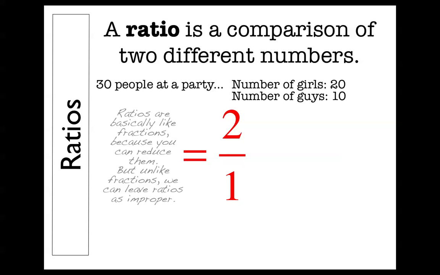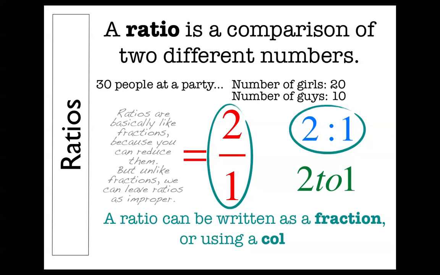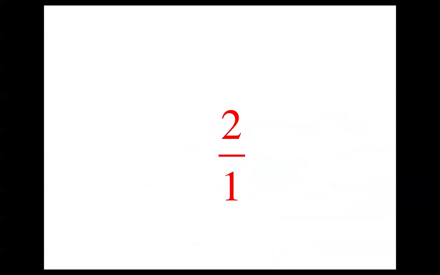You can reduce them, but unlike a fraction, we wouldn't simplify this and just put the number 2, right? Because 2 over 1 is 2. A ratio you would leave as a numerator and a denominator. You wouldn't get rid of the denominator because in a ratio, the whole point is to compare the two numbers together. So it's a 2 to 1 ratio, which you can also write this way or this way. You can write ratios with a fraction or using a colon, or you can just write the words, a 2 to 1 ratio. Okay, that should be review because I think we all know what ratios are.